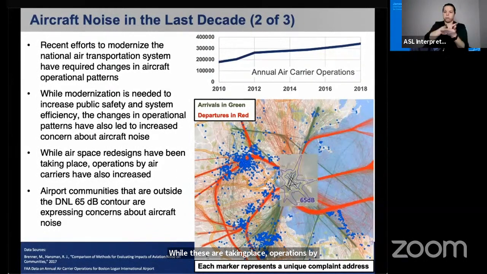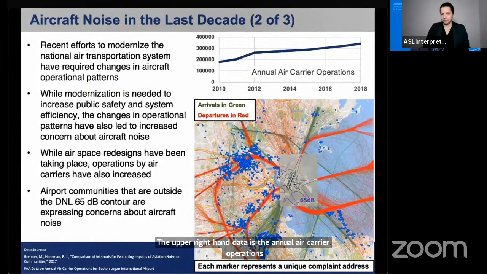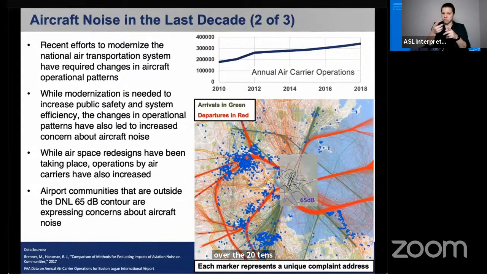So I didn't want to just talk to this. I wanted to share some data, and this is from Boston Logan. And the upper right-hand data is the annual air carrier operations over roughly the 2010s. And you can see that the operations have increased by nearly a factor of two. Now, during that same period of time, there were airspace redesigns in the Boston area that have led to the airspace that you see on the lower right-hand side, with departures in red and arrivals in green. And a number of the flight paths have been concentrated to allow for a more efficient and safe use of the airspace.